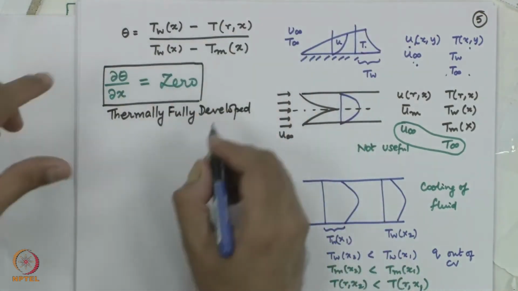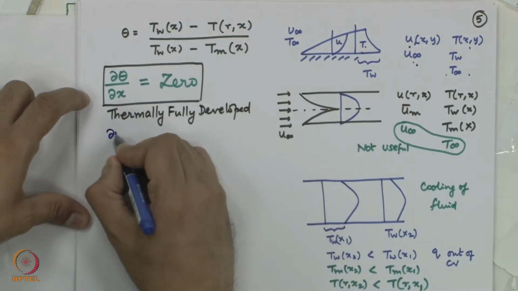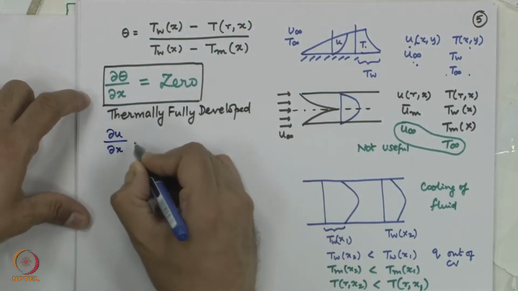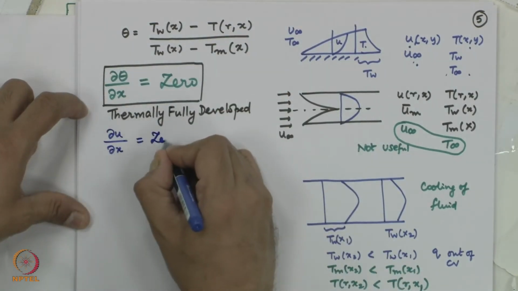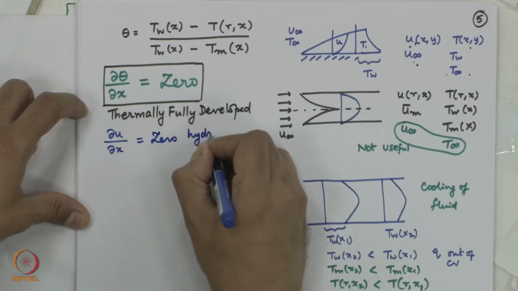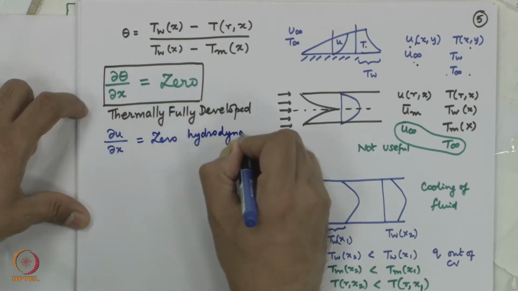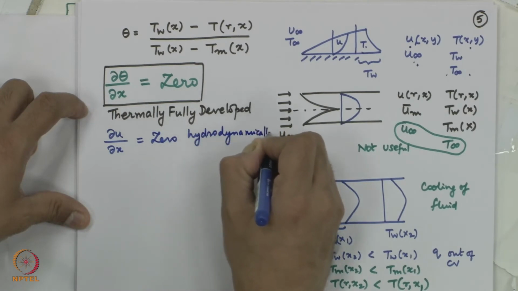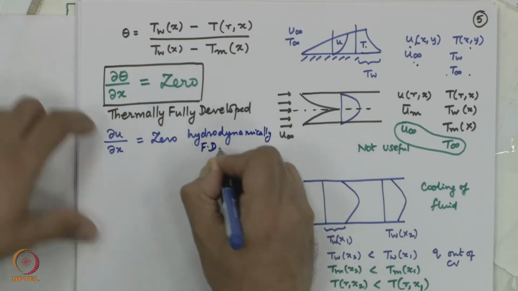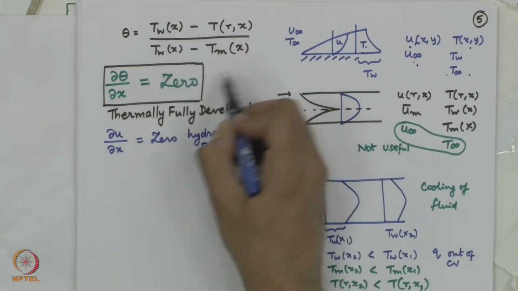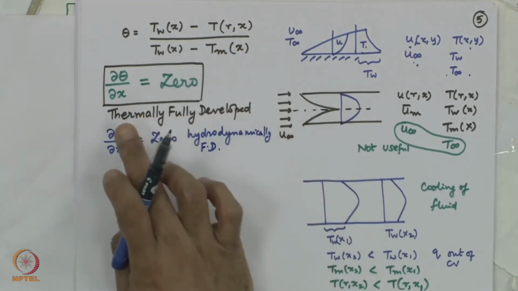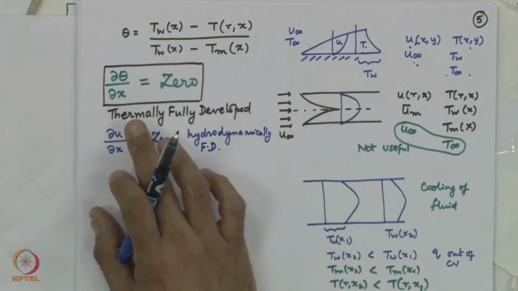Hydrodynamically fully developed. It is always a good idea to compare with these notes again and again. du/dx is equal to 0, hydrodynamically fully developed. So we are not saying that any of these temperatures are not going to vary. Mathematically, d/dx of something is 0 means that particular something is not changing in the x direction.